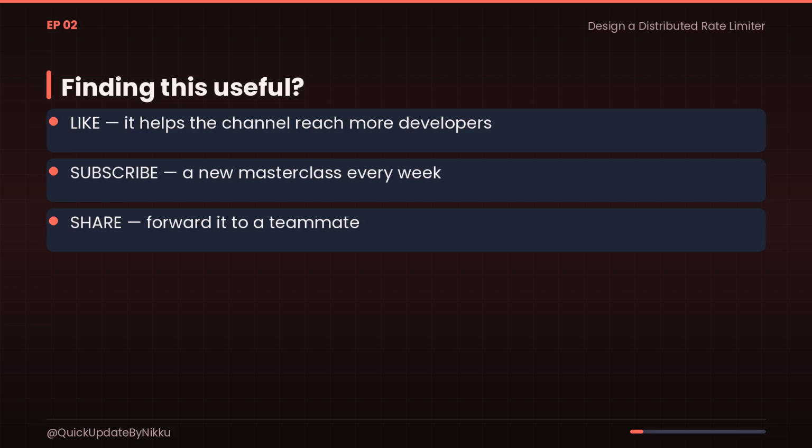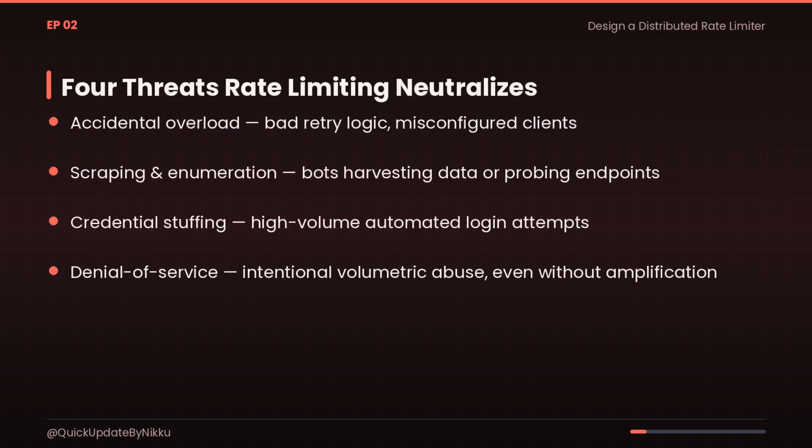Now, back to it. Rate limiting defends against 4 distinct categories of harm. Accidental overload, like the 3 AM incident, is the most common and the most preventable. Scraping and enumeration attacks quietly drain capacity and exfiltrate data. Credential stuffing turns your login endpoint into an attacker's brute force engine. And volumetric denial of service, even without a botnet, can be achieved by a single misconfigured integration partner sending traffic at the wrong scale. One mechanism, 4 threat surfaces neutralized.